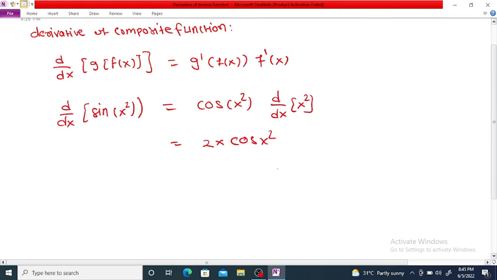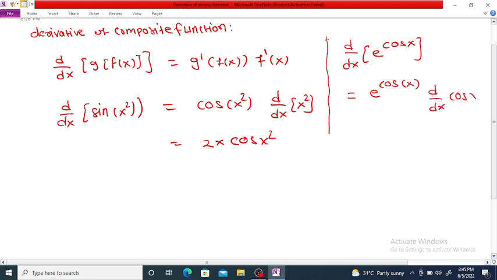Take one more example. Suppose you want to determine the derivative d by dx of, say, e raised to cos x. Again, a function containing a function, so its derivative can be obtained by using the composite function rule. The derivative of e raised to cos x is e raised to cos x, and again the derivative of cos x, which is minus sin x. So it is equal to minus sin x into e raised to cos x. This is the derivative of e raised to cos x.